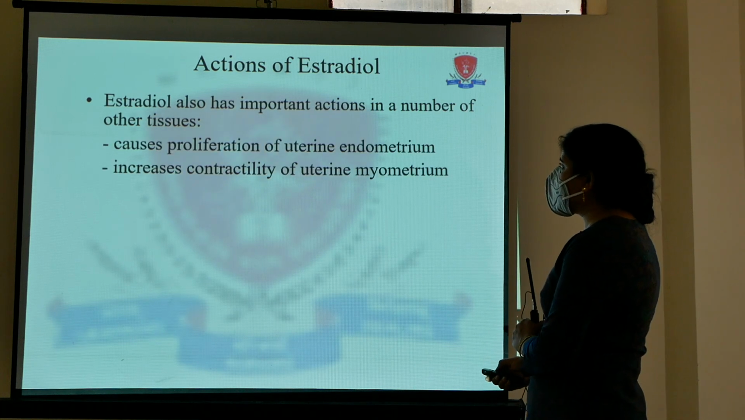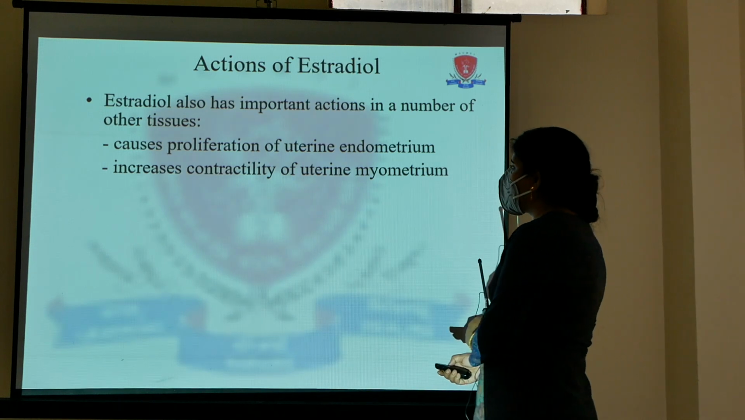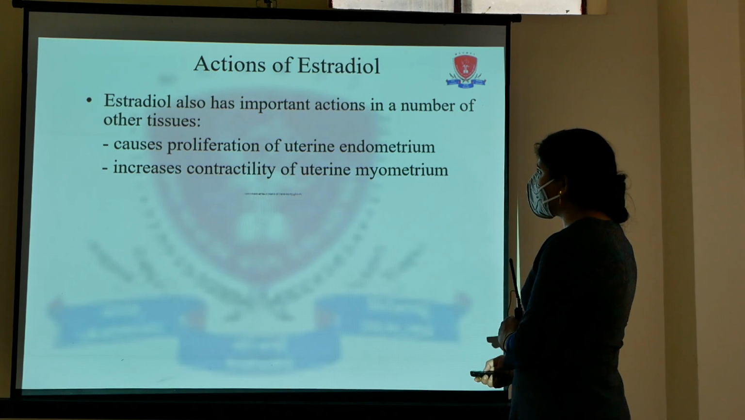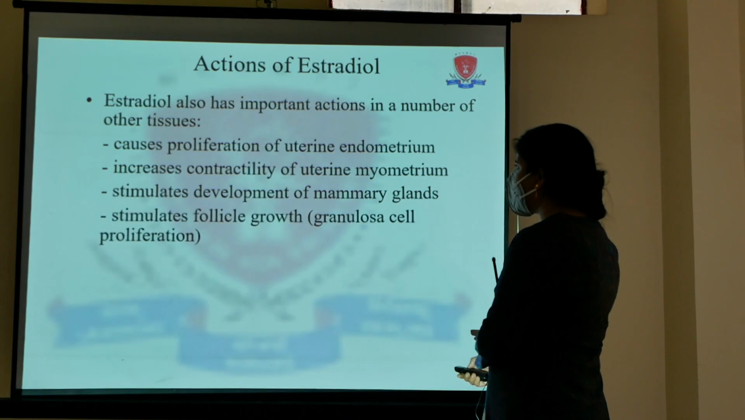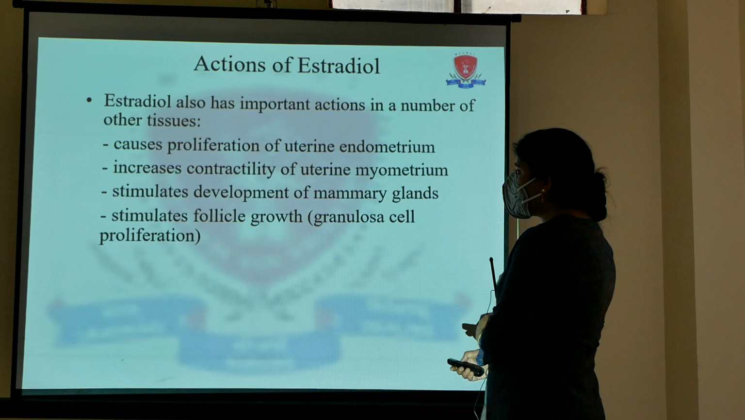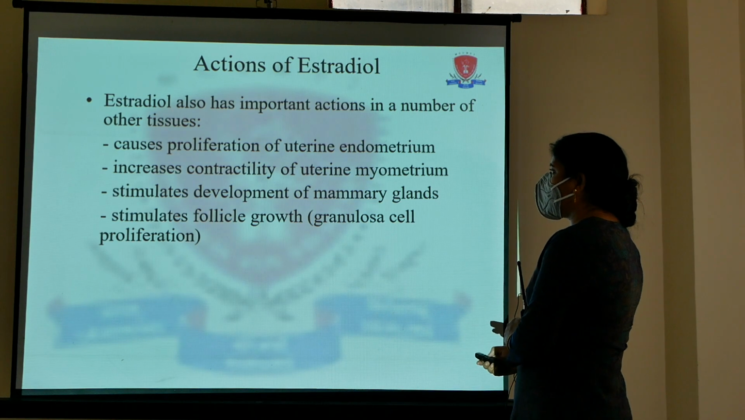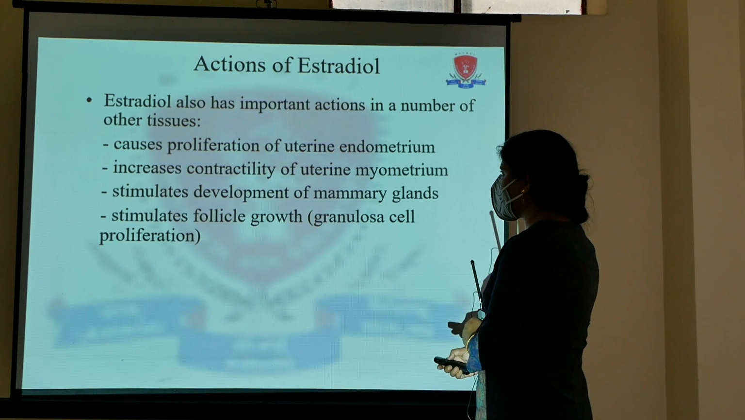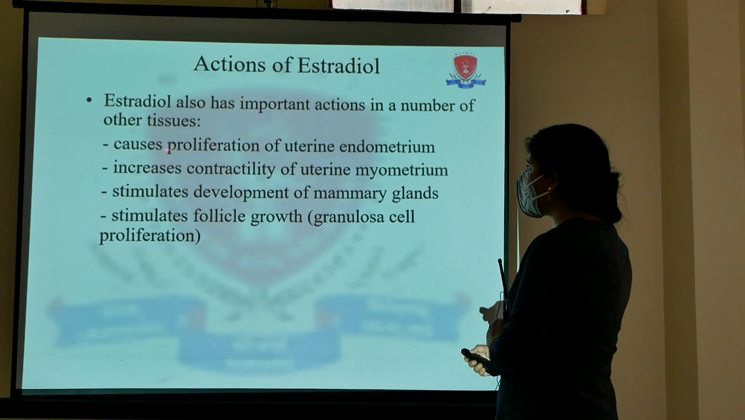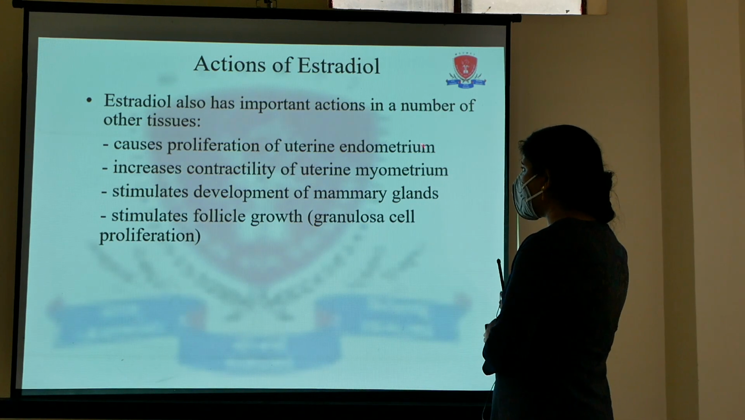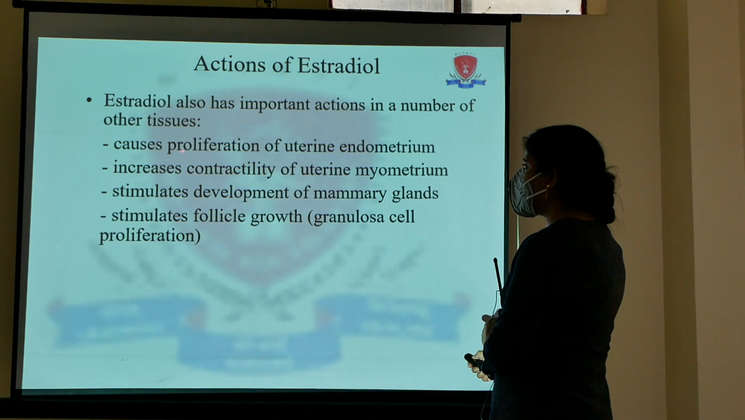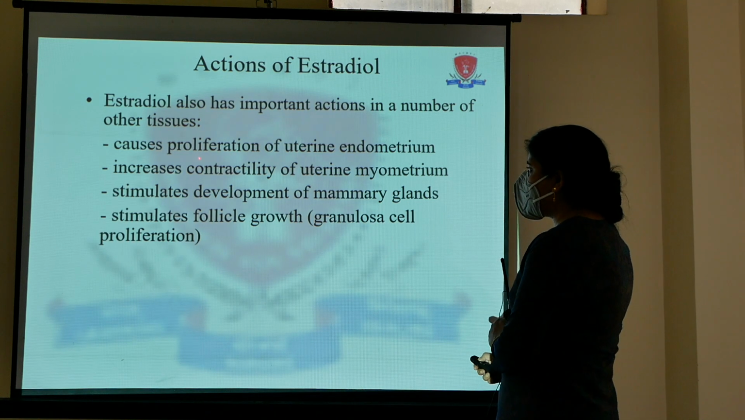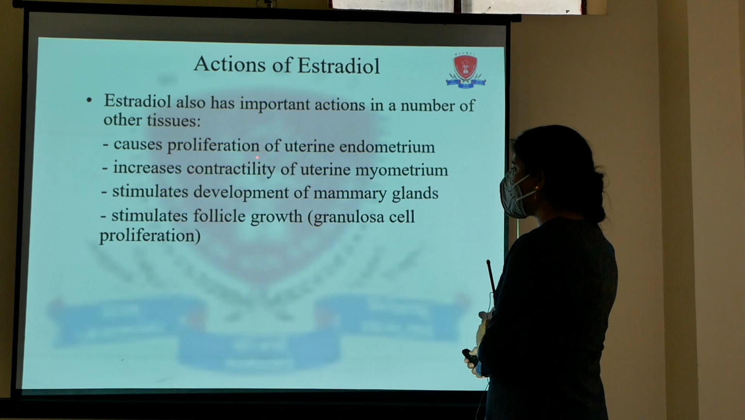What are the other actions of estrogen or estradiol? It has important actions in a number of tissues, not only in the ovaries. It causes proliferation of the uterine endometrium. Simultaneously we will study the effect of these hormones on the uterus. It is mainly responsible for proliferation of the uterine endometrium. The innermost layer, the basal layer, proliferates and makes a red carpet for the fertilized ovum to come and get implanted.